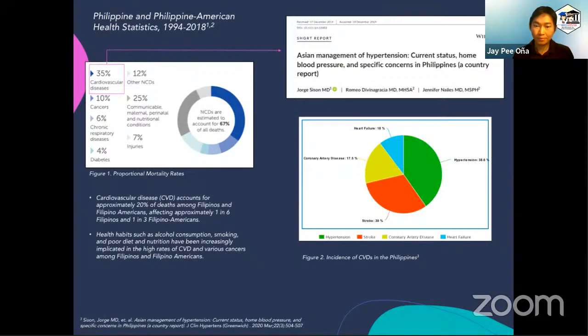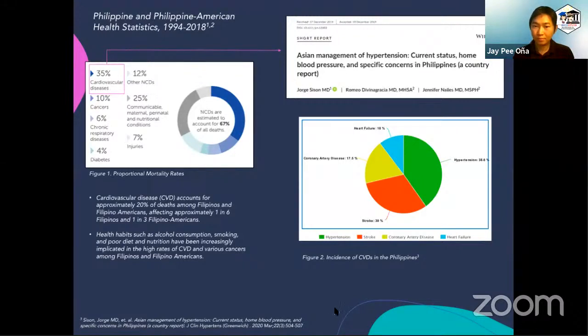So if we have 300 participants in this webinar, we can expect about 50 of us have hypertension, but of course it could be higher or lower because that is the statistic for the general population. And this high number has been linked to bad health habits such as alcohol consumption, smoking, and poor diet adaptation.